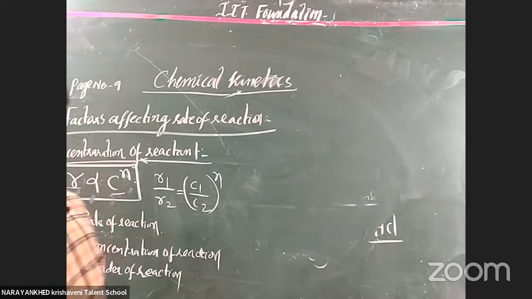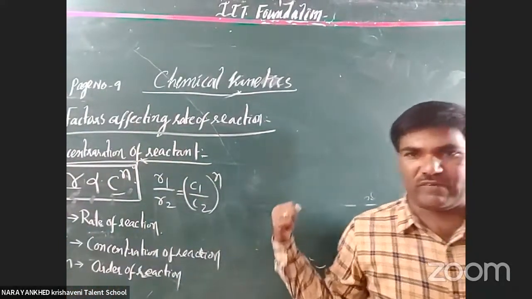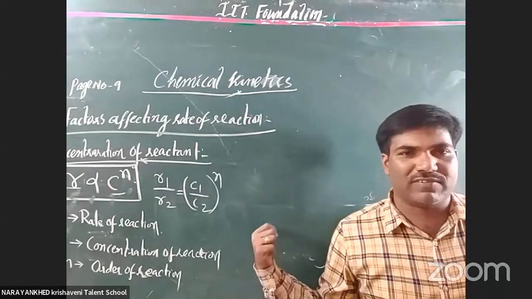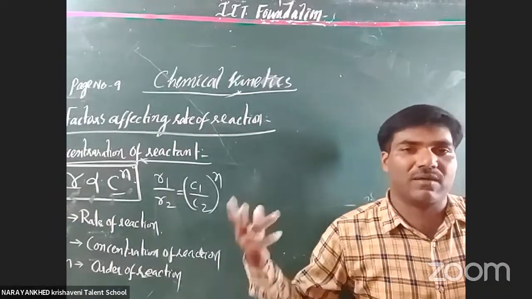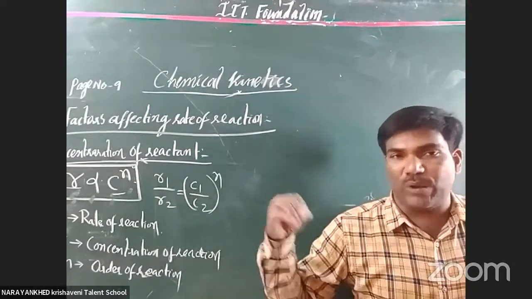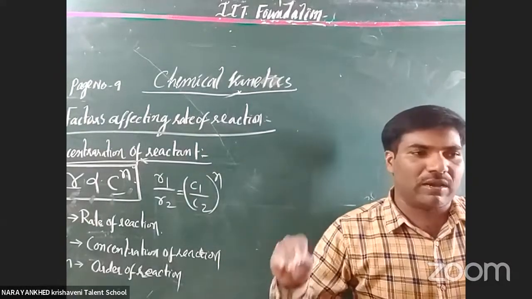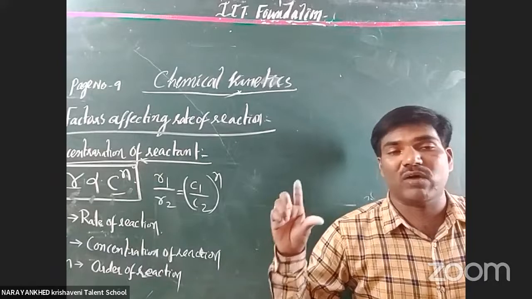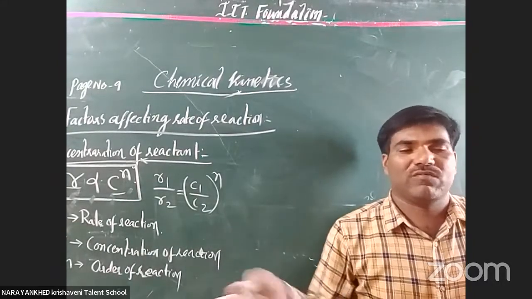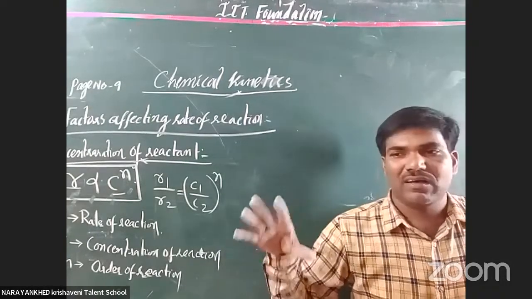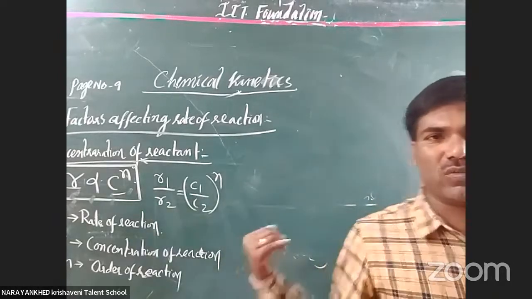What did you understand from this? Suppose I take 100 ml of HCl and 300 ml of HCl, which gives the higher rate of reaction? When we take 300 ml of HCl in 1 liter of water, it will give more reaction compared with 100 ml of HCl in 1 liter of water. Got it? The reaction rate increases with the concentration of the reactants. Got it? Please note this down.